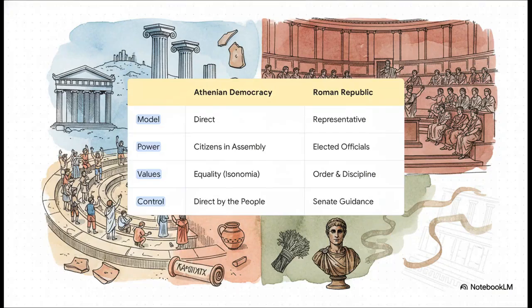Now, this is where it gets super interesting. Athens and Rome gave us two totally different blueprints. In Athens, it was all about direct democracy. If you were a citizen, you physically went to the assembly and voted on the laws yourself. But Rome came up with a representative model where citizens elected officials to make decisions for them. And that Roman model? Yeah, that's pretty much the ancestor of most democracies we have today.